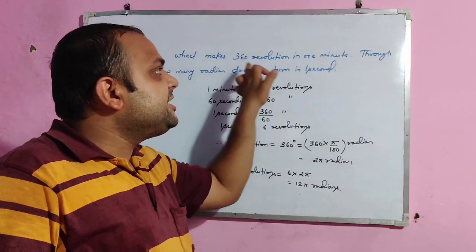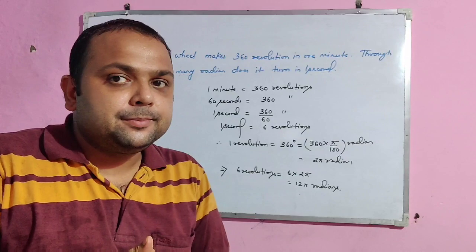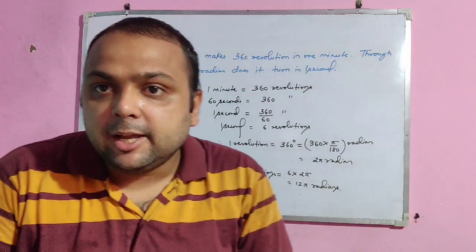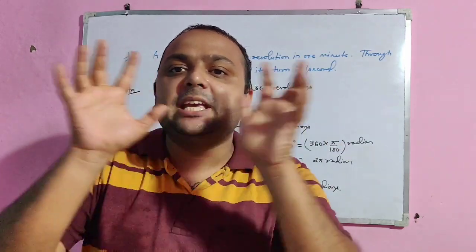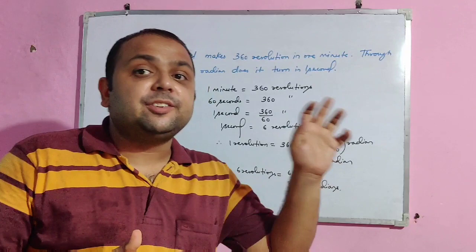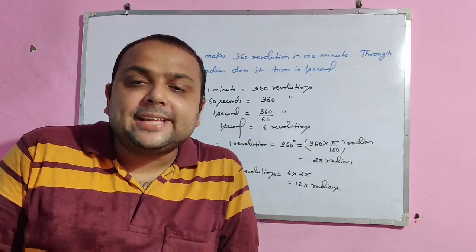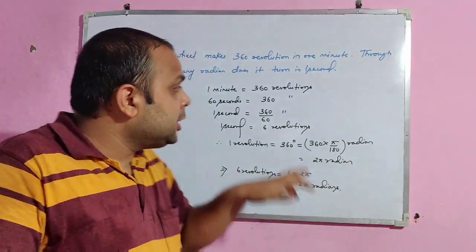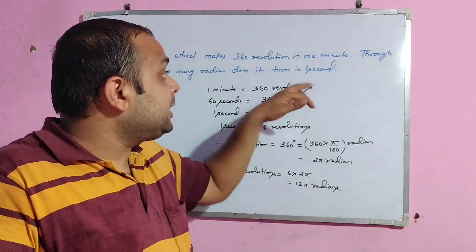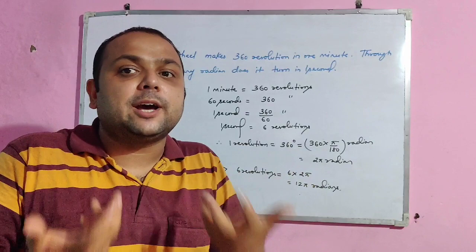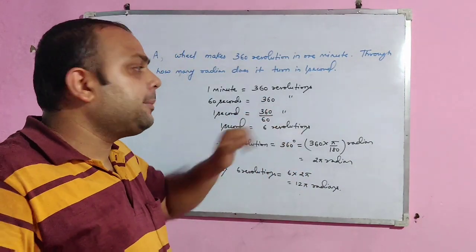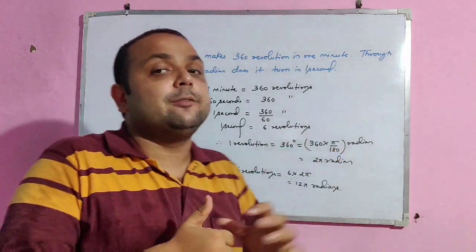A wheel makes 360 revolutions in 1 minute. Through how many radians does it turn in 1 second? In 1 minute, the wheel is making 360 revolutions. 1 minute can be written as 60 seconds, so 60 seconds equal 360 revolutions. We have to convert it into 1 second because we are finding radians for 1 second. So 1 second means 360 divided by 60, which gives us 6 revolutions.